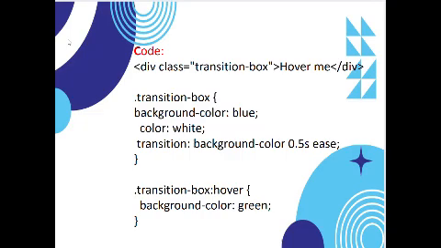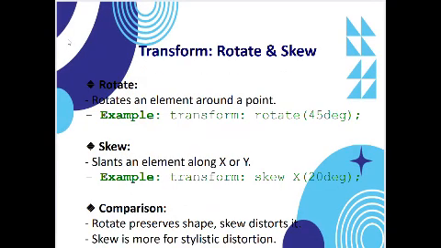Okay. Now we are moving to transform. In transform, we have rotate, scale, translate, and skew. Let's discuss each in detail. Let's start with rotate. This allows us to turn an element clockwise or counterclockwise around its center point. Let's see an example. transform: rotate(45deg), which rotates the element clockwise by 45 degrees.